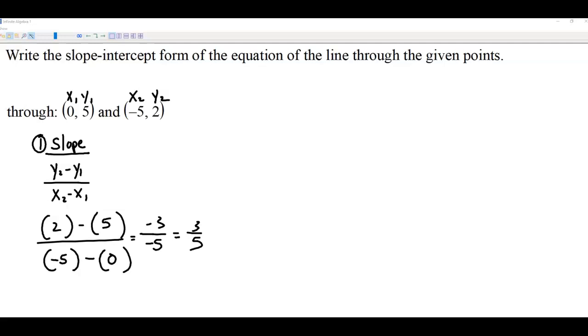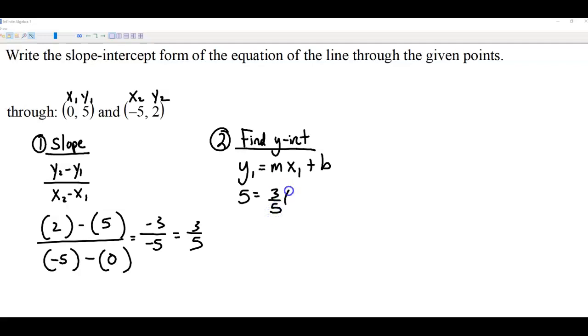All right. Next thing we're going to do is find the y-intercept. And you do that by plugging in 3 things. You're going to plug in y1, m, and x1 into this formula here so you can solve for b. So my y1 is 5, my m is 3/5, and my x1 is 0. 0 times 3/5 is 0. And b plus 0 is just b, so I'll put b equals 5.